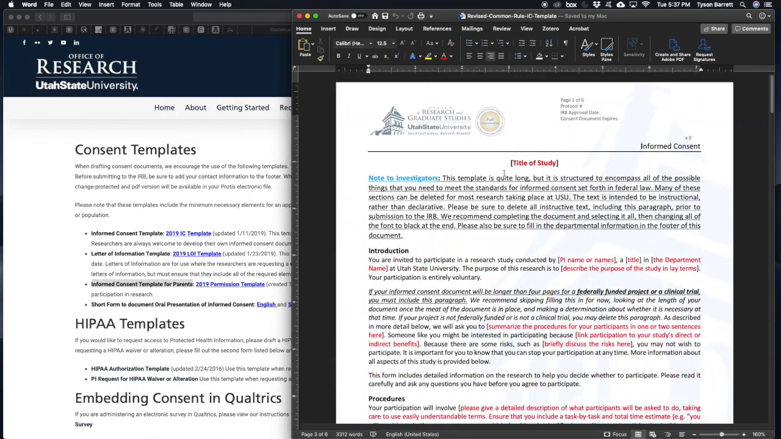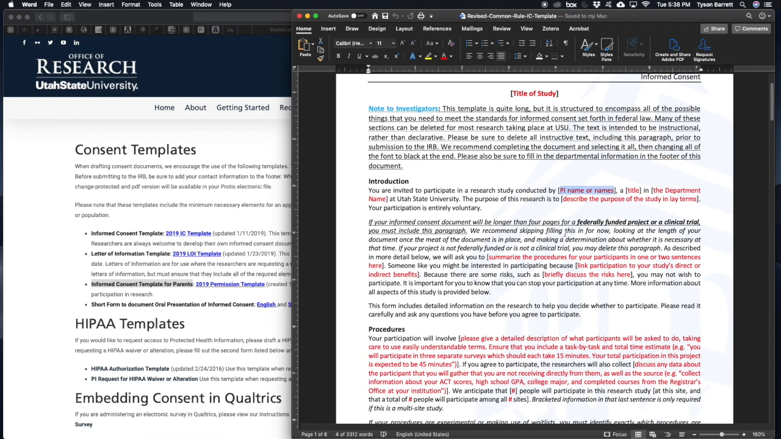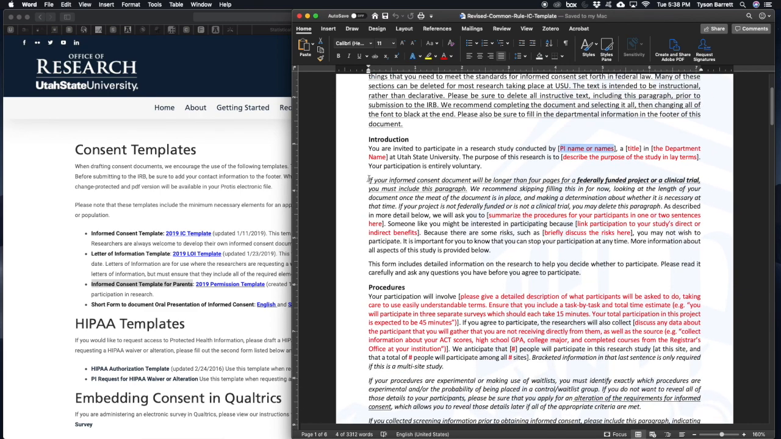At the beginning, you can put the title of your study. You can take this section out after you understand what it's saying. Here you'll put my name as a PI, and then you can add yourself as a researcher conducting the research. And then the purpose of the research is, and you put it in as clear terms as possible what the research is trying to accomplish. This part, you won't need as much if your informed consent will be longer than 4 pages. You can take that out.